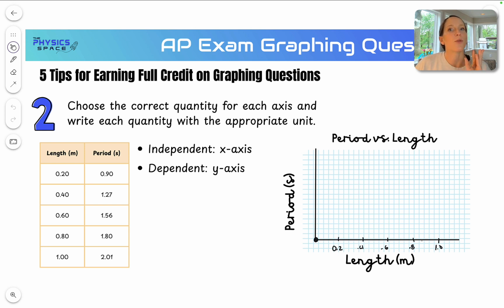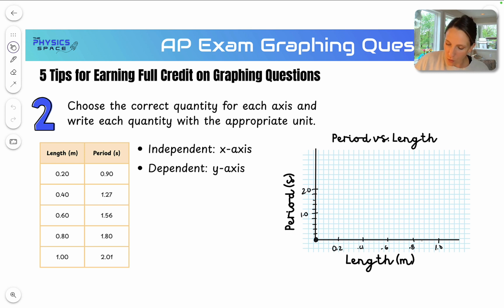So we don't want to put a break in our graph to jump up to 0.9. We want to go from 0 all the way up there. So don't put a break in your graph. Here I might just do 0.2, 0.4, 0.6, 0.8, 1, 0.2, 0.4, 0.6, 0.8, and then here is 2. Okay, so that would be an appropriate scale.